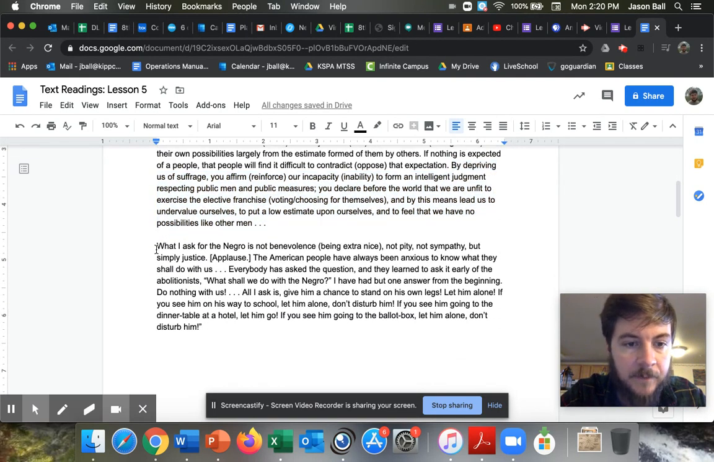Second paragraph: what I ask for the Negro is not benevolence, or being given something super nice, not pity, not sympathy, but simply justice. And the crowd applauds. Yes, good, justice. The American people have always been anxious to know what they shall do with us, us being, again, freed slaves. Everybody has asked the question, and they learned to ask it early of the abolitionists. What shall we do with the Negro?